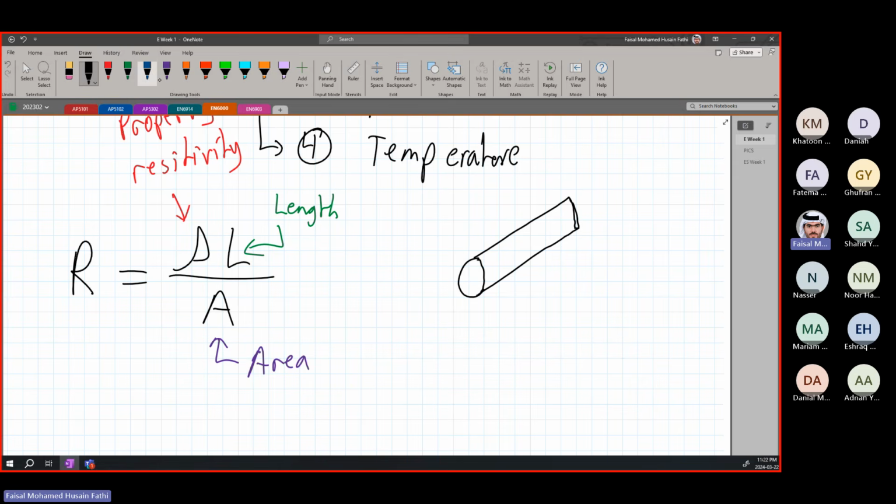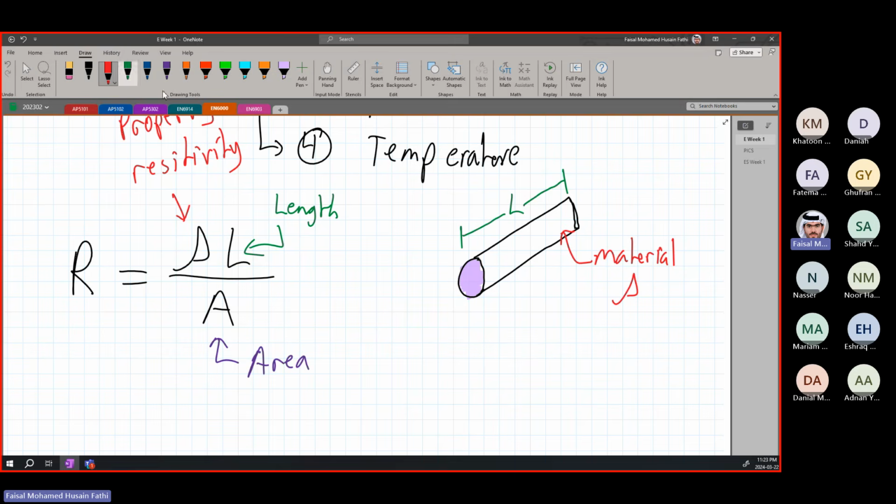This is the area that I'm talking about. This area will affect the resistance, so it depends on how thick the wire is, basically. This is the length from here all the way to the end. And the material of it will determine the rho, the resistivity.